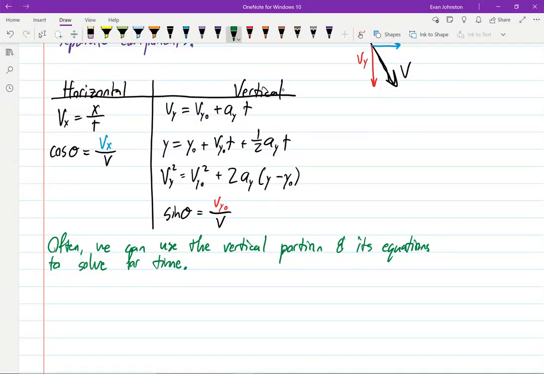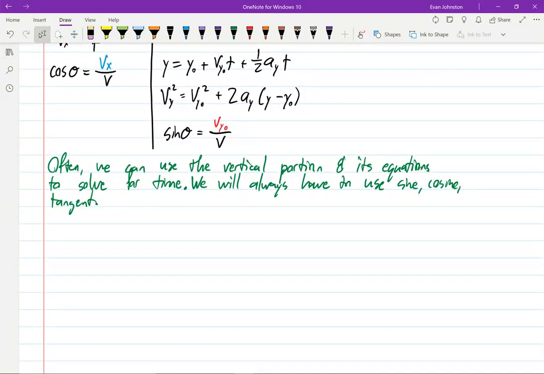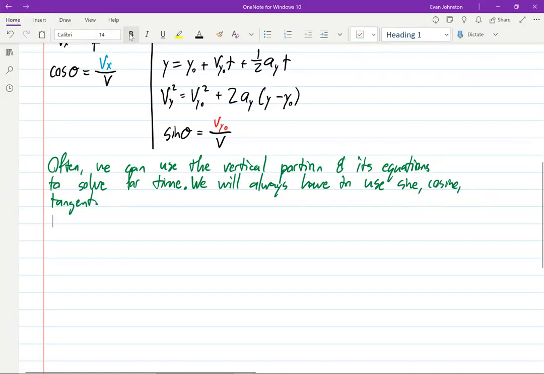The last thing I want to make a note of is we will pretty much always have to use sine, cosine, or tangent. Okay, now this is kind of a strange one. This is actually something that a student told me. This is kind of what their short note was on how to do really well at problems like this all the time. And so this is actually how to kick butt at 2D kinematics problems.